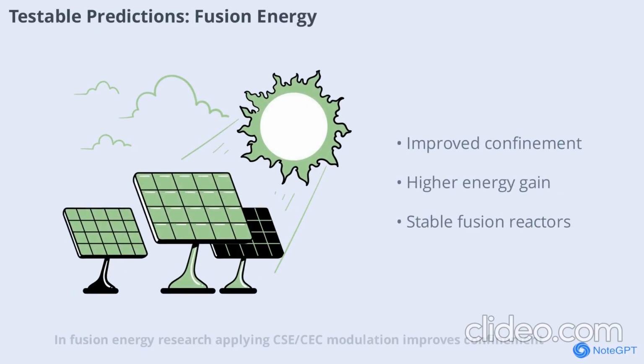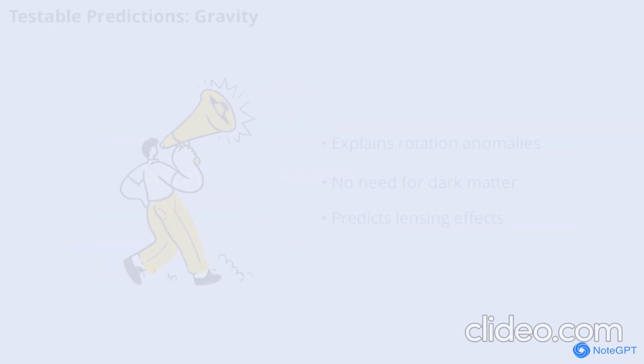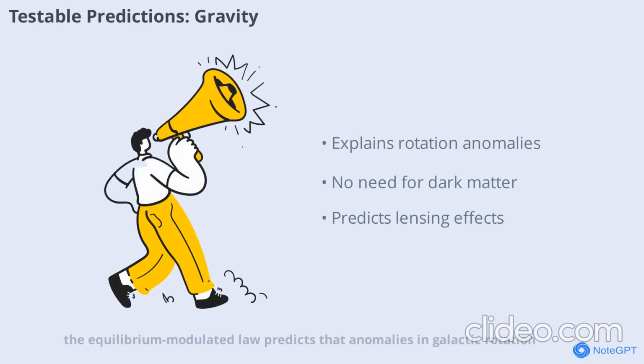In fusion energy research, applying CSE-CEC modulation improves confinement, temperature evolution, and energy gain. The theory predicts that optimizing for equilibrium can lead to more efficient and stable fusion reactors, accelerating progress toward practical fusion power. In gravitational physics, the equilibrium modulated law predicts that anomalies in galactic rotation and lensing can be explained by local variations in CEC without invoking unseen matter. This opens new avenues for understanding the structure and dynamics of galaxies and clusters.